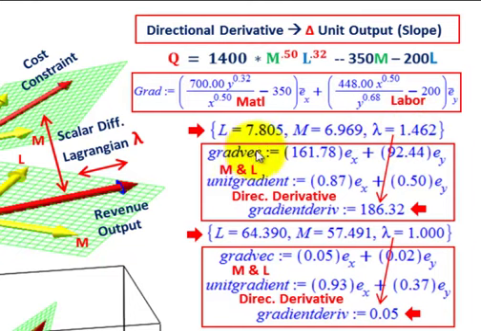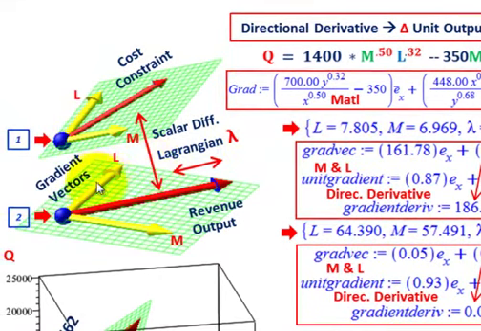So if I put those quantities into my gradient for material and labor, I would have a gradient vector of 161.78 for material and 0.92.44 for labor. So that's what we're talking about, these gradient vectors. I'm just showing it here on our revenue portion. Here's our labor, and here's our material.